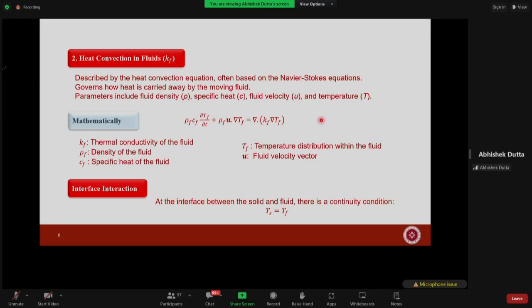This expression gives the relation between the thermal conductivity of the fluid, the temperature distribution, and the velocity vector. You see here that there is this additional term, the velocity vector. I have not used the vectorial expression, but it doesn't matter. The Navier-Stokes equation comes into play when you have a fluid velocity vector in the convection equation. So all good until now.